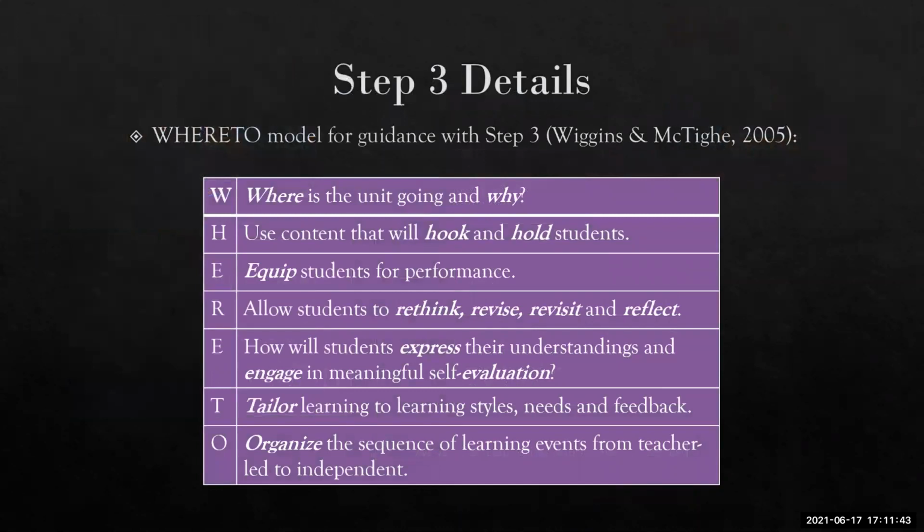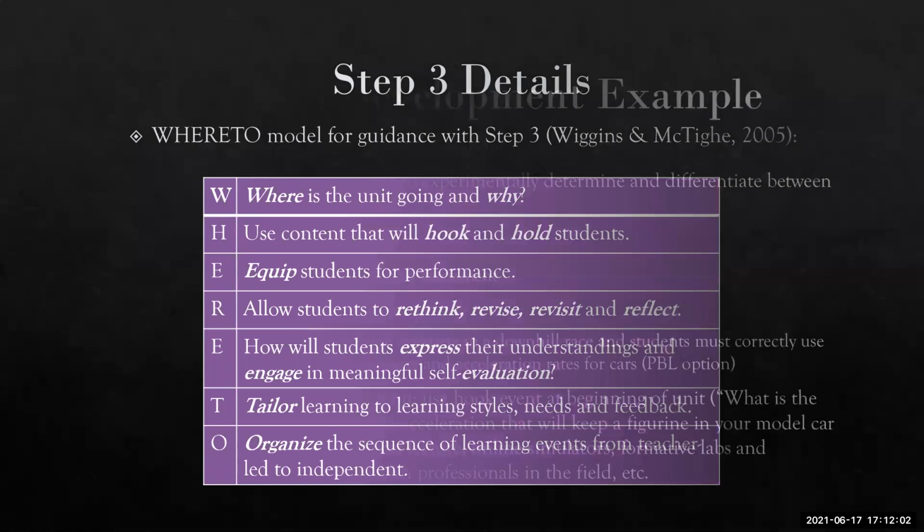Wiggins and McTighe developed the Where-To model to guide instructors through step three. The mnemonic device can help instructors remember to incorporate such components as student motivation factors, differentiation, gradual release, and multiple opportunities for mastery into their instruction.